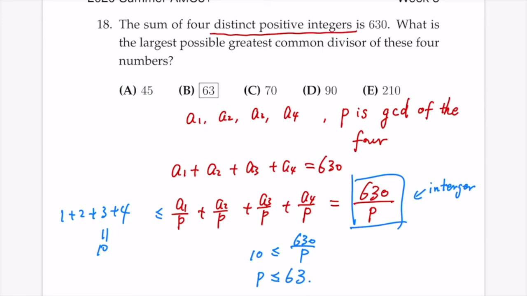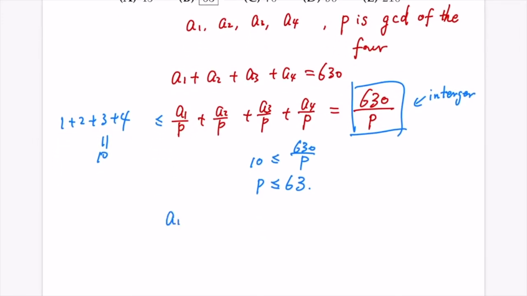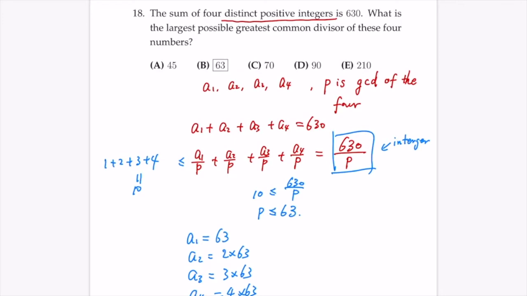So let's check that 63 could actually happen. That's simple, because we take A1 equal to 63, A2 equal to 2 times 63, A3 equal to 3 times 63, and A4 equal to 4 times 63. So they add up to 630. Therefore, the maximum possible greatest common divisor for this problem is 63, and that is the answer.